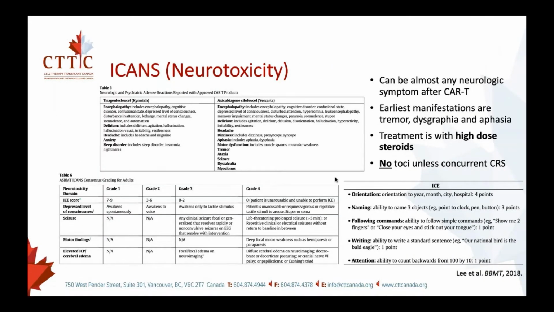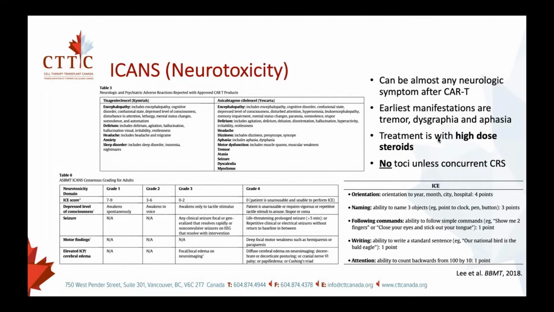ICANS, or immune effector cell-associated neurotoxicity syndrome, also known as just neurotoxicity, really can be almost any neurologic symptom after CAR T cells. You see in the table 3 that I presented there the commonly seen adverse events reported following these CAR T cell products at that point in time. So it can include things such as seizures, coma, and CNS bleeding. But really the earliest manifestations are tremor, dysgraphia, and aphasia.